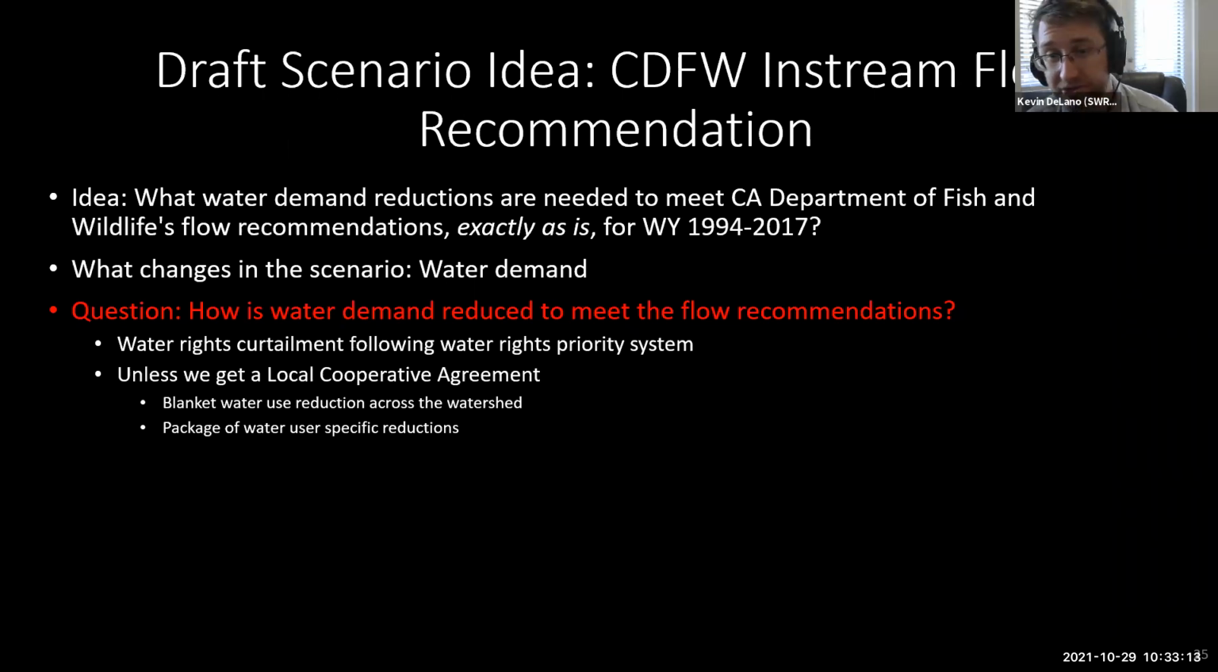So what would change in this scenario? It's water demand. And the fundamental question is, how is water demand reduced to meet the flow recommendations? So for example, State Water Board, we could set up this scenario so that water rights are curtailed through the water rights priority system. Or we could reduce water demand through some kind of local cooperative agreement, where maybe there's a blanket water use reduction across the watershed, or a package of water user specific reductions that try to meet this flow recommendation exactly as is for water years 1994 to 2017.